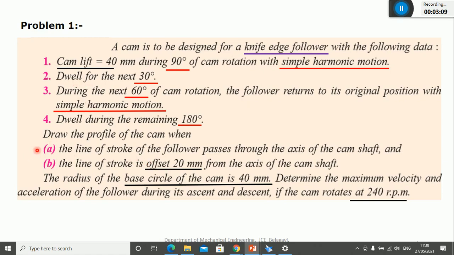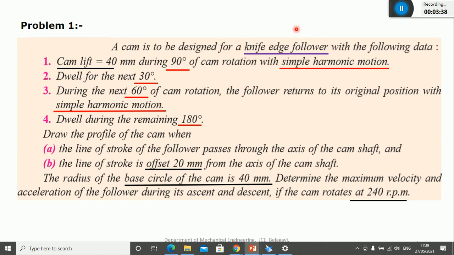Just note down the keywords. First one is a displacement diagram. The second one is a cam profile for a radial type of follower, and the last one is again the cam profile for an offset type of follower. I'll start with this problem number 1. A cam is to be designed, meaning you need to design the cam for a knife edge follower. Just note down the keyword: the type of follower is knife edge.